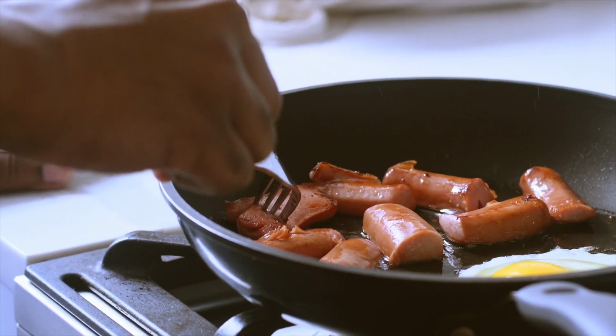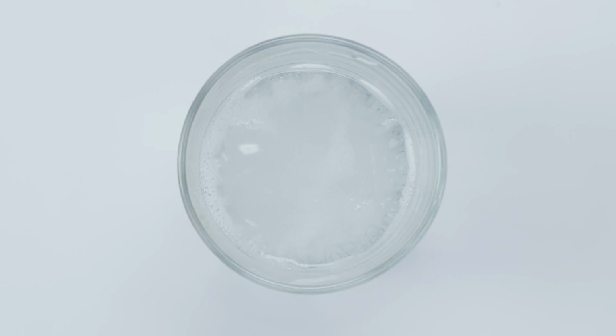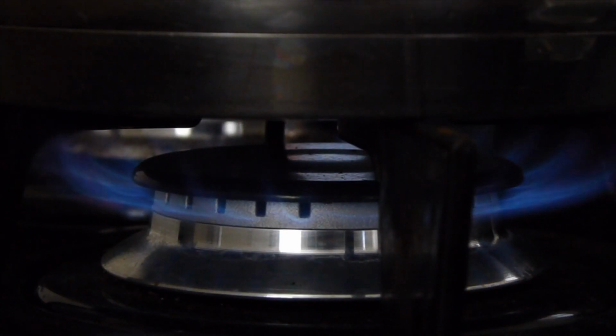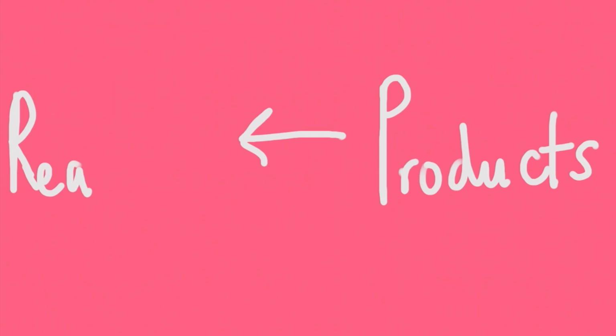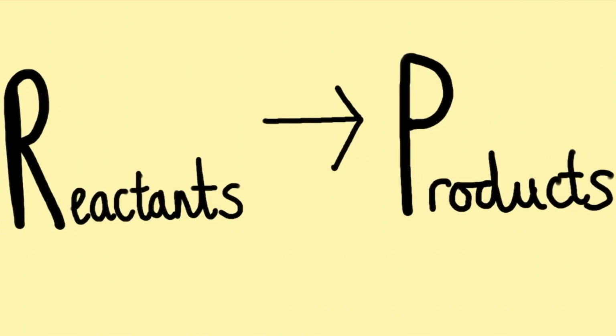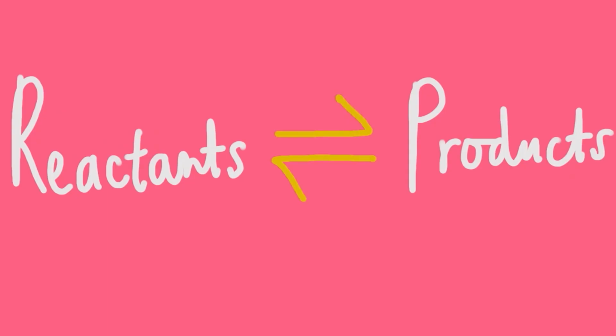Chemical reactions involve the formation of a new substance from reactants. These new substances are known as products. Reactants can react to produce products, but in some cases, products can then react to form reactants. These types of reactions are known as reversible reactions. In a reversible reaction, the following symbol is used in order to demonstrate the reaction goes both ways.